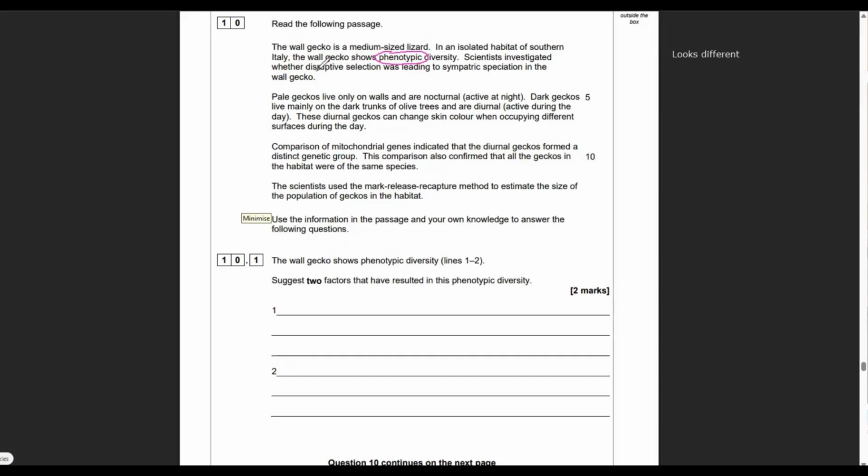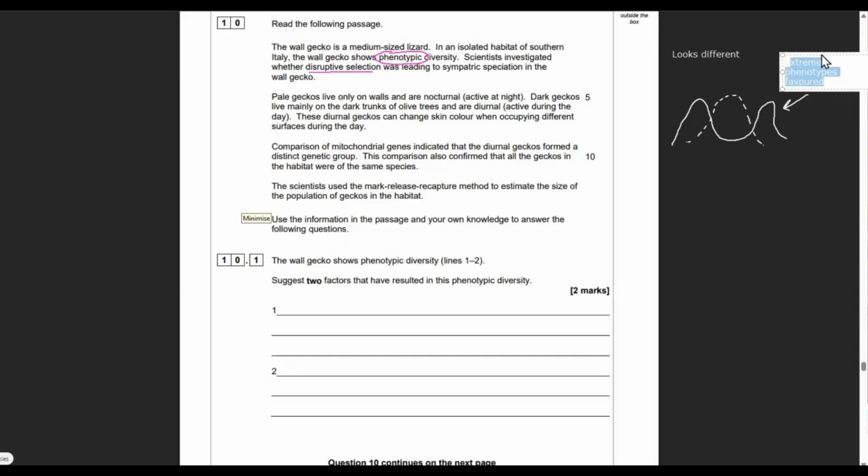Comparison of the mitochondrial genes indicated that the diurnal geckos formed a distinct genetic group. This comparison also confirmed that all the geckos in the habitat were of the same species. The scientists used the mark release recapture method to estimate the size of the population of geckos in the habitat. Use the information in the passage and your own knowledge to answer the questions. The wall gecko shows phenotypic diversity. Lines 1 to 2 suggest two factors that have resulted in this phenotypic diversity.